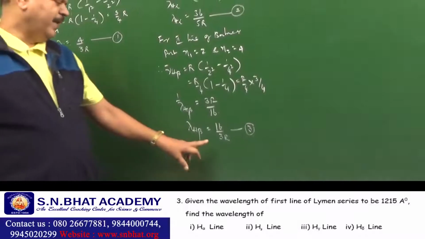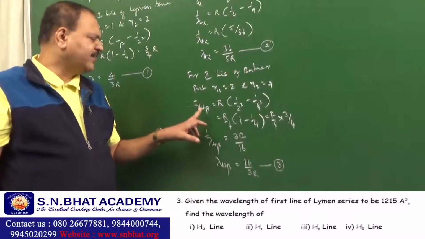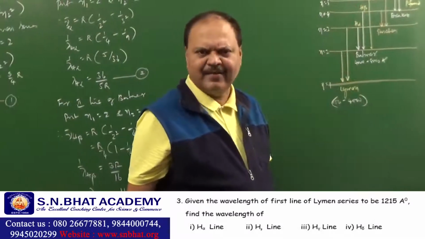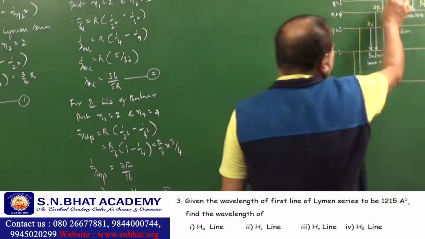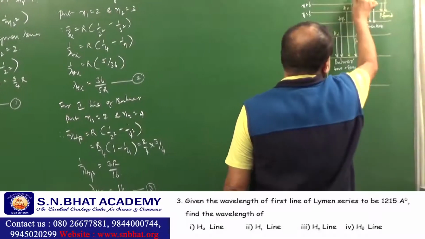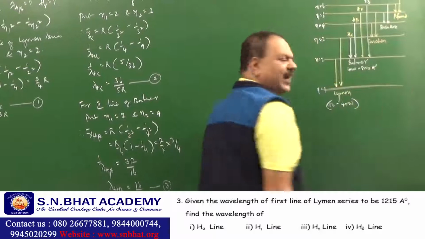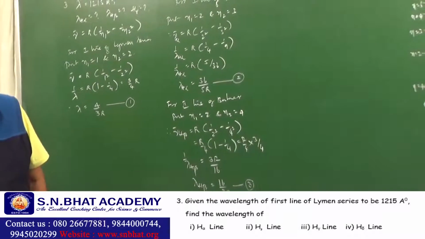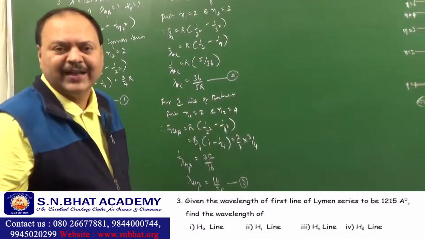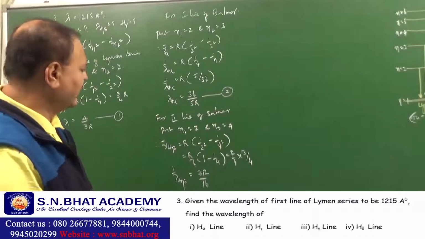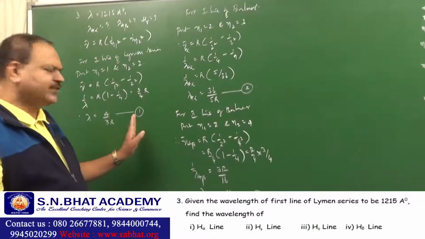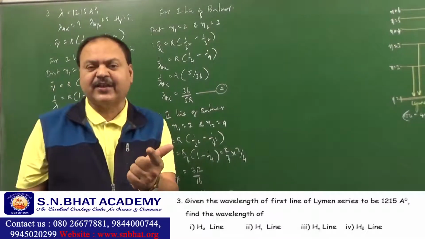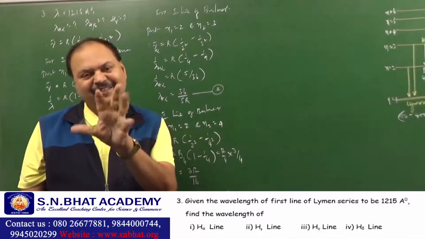Similarly, you write the equation for lambda H gamma. H gamma means third line. And then the fourth line also I have asked. That's called the H delta line. H alpha, H beta, H gamma and H delta line. You add that fourth one also, H delta line. So you want to calculate the H delta line. So like this you take equation 1, equation 2, equation 3. For H gamma equation 4, for H delta equation 5.